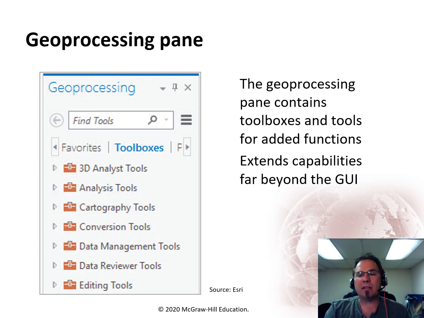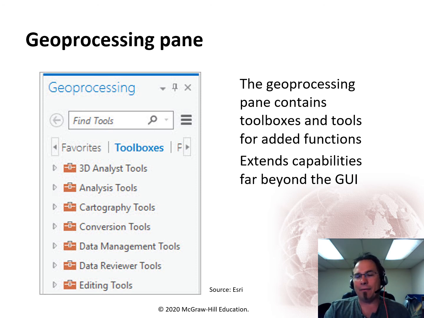The geoprocessing pane is another huge part of GIS. The geoprocessing tools are basically the brains of GIS. Now, which tools you have available goes back to the license level you have. Because we're at UWM, we can use everything. We have no restrictions as to what tools we use.